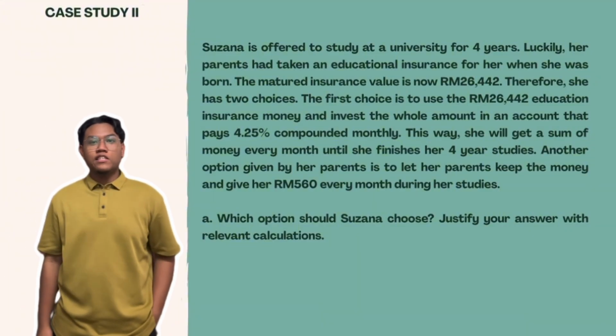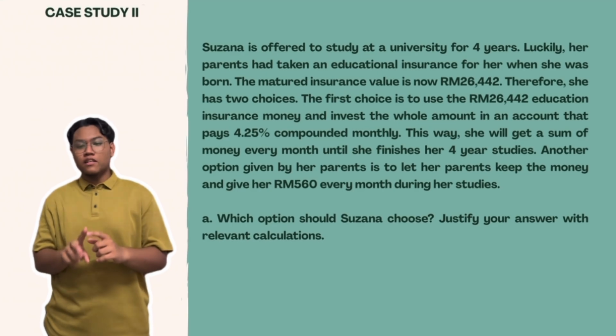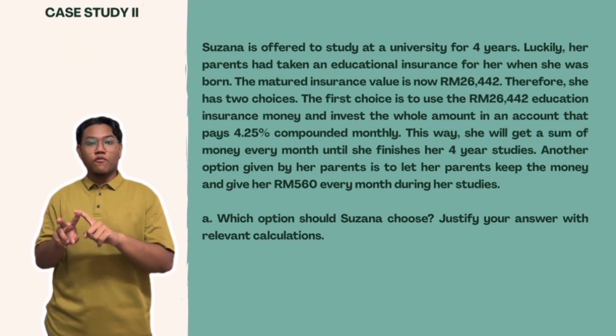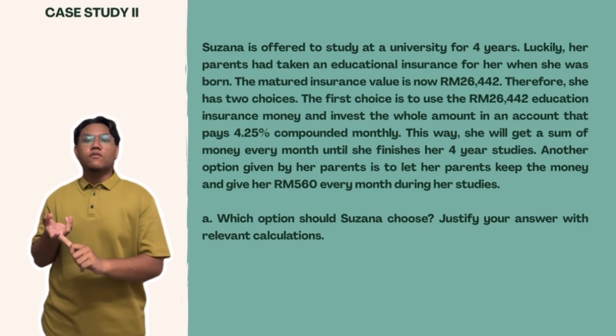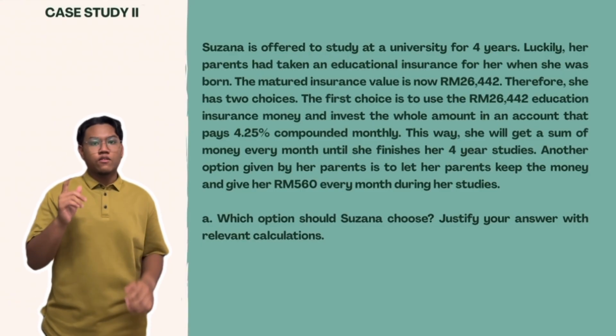Okay, for the next question, it is about Susanna. Susanna has two options. The first is to invest in the bank account, or her mother lets her save RM560. So she needs to decide which one she wants.